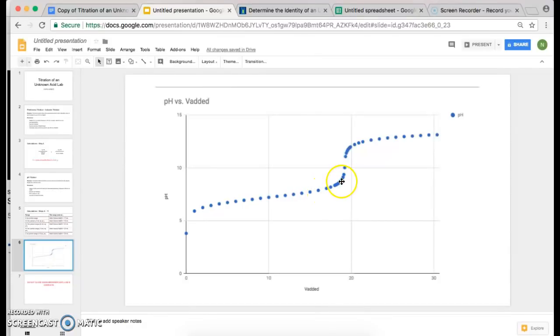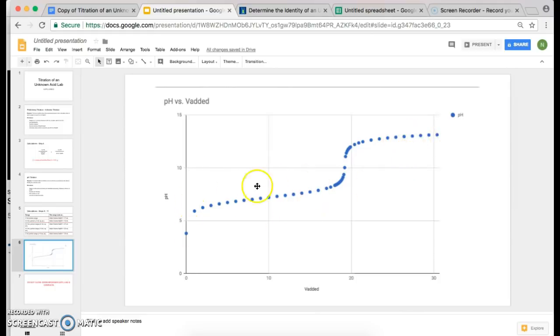But then as we get to the equivalence point, we want as many points as possible, because what we're looking for is the sharpest rise in our pH curve, and we can only see that clearly if the points are really close together. And so we add just a small amount each time here. And then towards the end, we sort of get this spread out curve. We can spread it out again. All right, so that's what we're aiming to do.